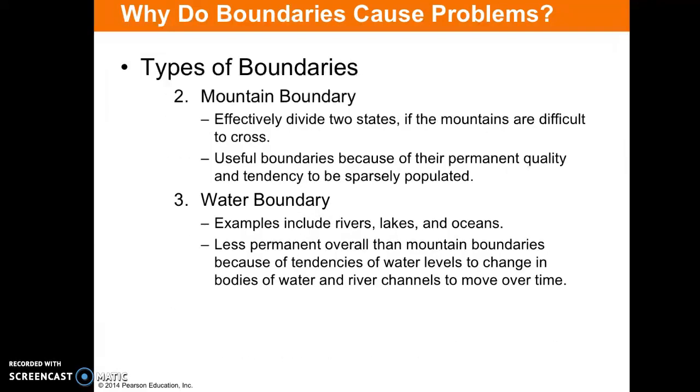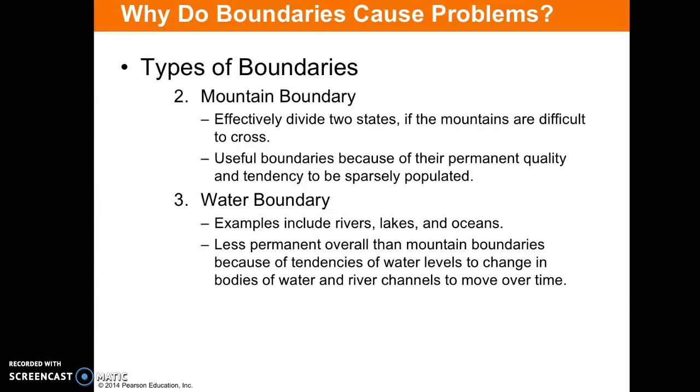And then we have mountain boundaries. A lot of times if there are 2 different states, a mountain is a great effective boundary between the 2, particularly if the mountains are difficult to cross. Mountains are permanent, and again, few people live in the mountains, or at least up high in the mountains, so they are sparsely inhabited and difficult to cross. So they make really effective physical boundaries.